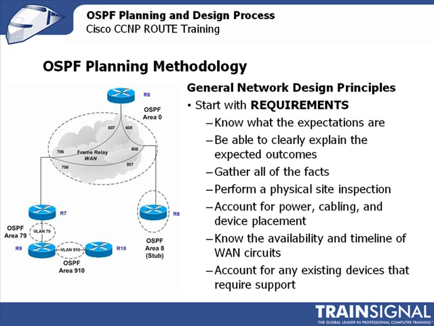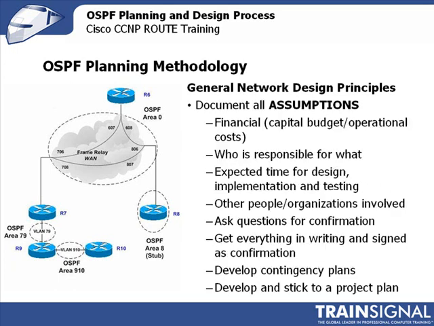Account for power, cabling, and device placement. There'd be nothing worse than actually putting something in place and then finding there aren't enough network drops or cabling or power to be able to take care of it. Know the availability and timeline of WAN circuits. When I worked for AT&T, T1s were 30 to 45 days, and DS3s could be an incredibly long time, so know what you're dealing with. And then also account for any existing devices that may need support.